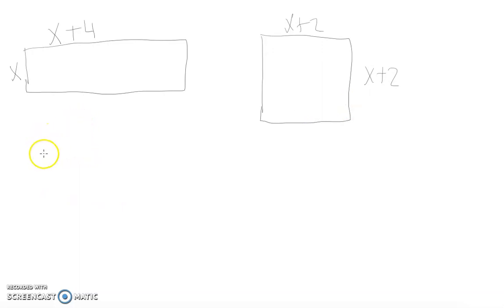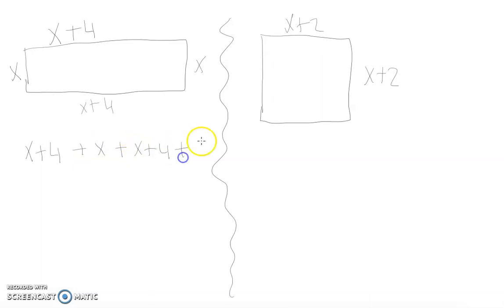So how are we going to do that? It's the same thing we did in the last video with modeling expressions, apples and oranges, right? In this case, there's only apples here, so you're allowed to add them together and compare them. Since it's a perimeter, you add all four sides. These two are the same and these two are the same, so this is also x and this is also x plus 4. So it would be x plus 4 plus x plus x plus 4 plus x.